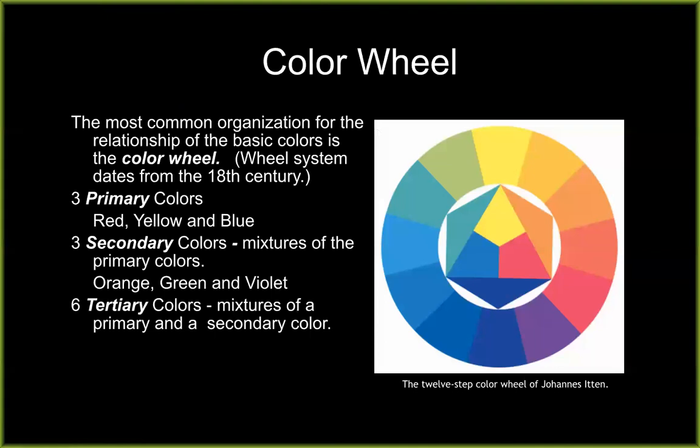Tertiary colors are mixtures of a primary and a secondary color. So if you take orange and you take red, you get a red-orange or an orange-red, and that gives you the tertiary color.